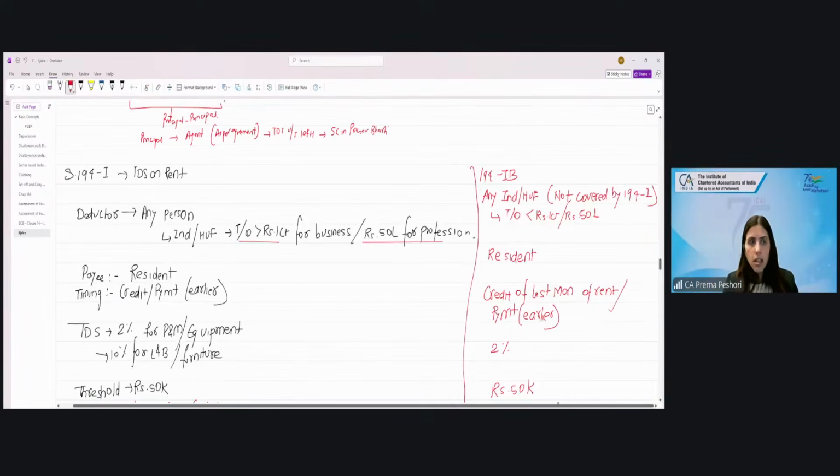194IB. What is 194IB? This is covering any individual or HUF who are not covered by 194I. Which individual or HUF are not covered by 194I?